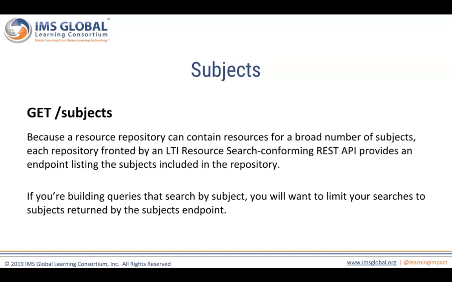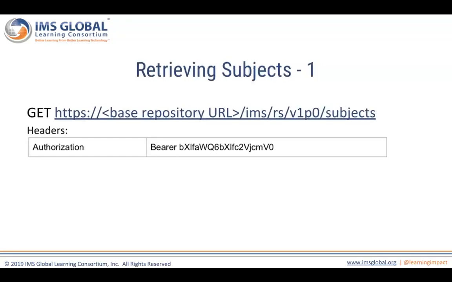So to call the subjects endpoint, this one's very simple. It turns out there are no query parameters you need to pass. It is just a GET call to the subjects endpoint. One thing to note: the IMS endpoints have some versioning information on them, so you'll want to include that. When the repository gives you the endpoint, it'll have this information in there. That's what the IMS RS 1.0 is for.